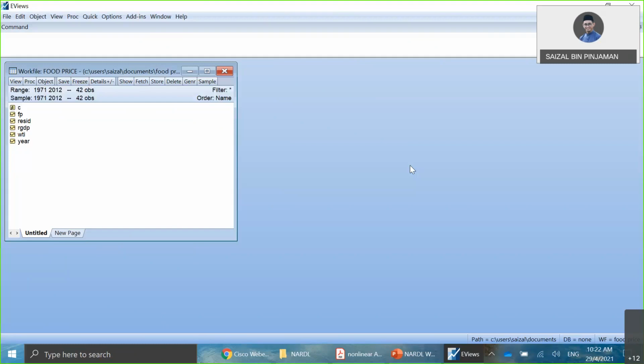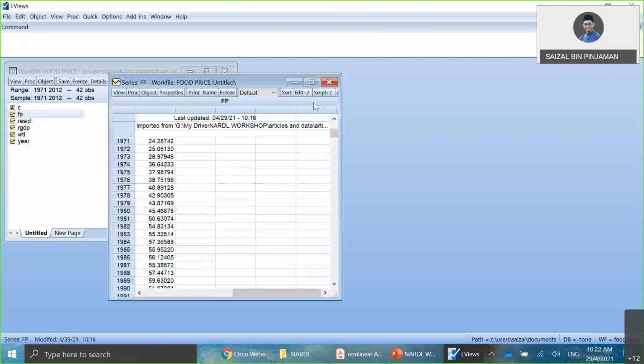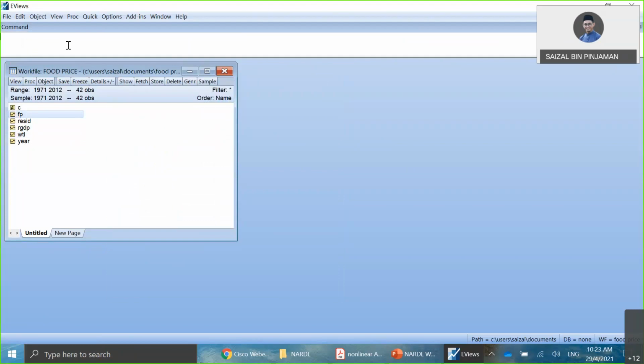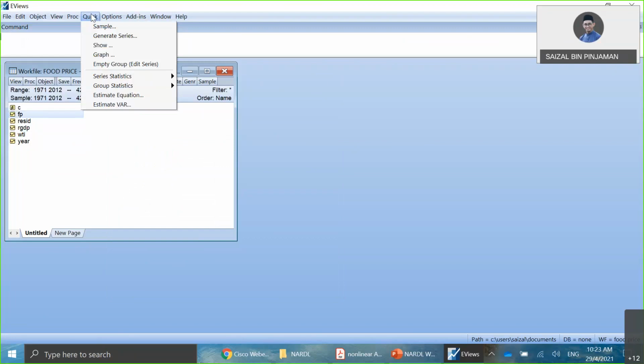And in order to conduct the ARDL analysis, let us change our variables into natural logarithm first. So here we have the food price. And in order to change the variable into natural logarithm, you can use the command function, or you can also click quick and click generate series.